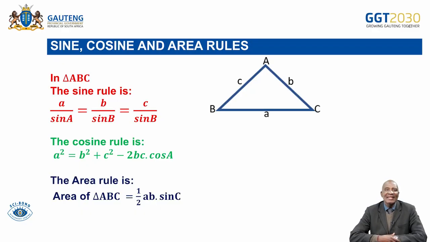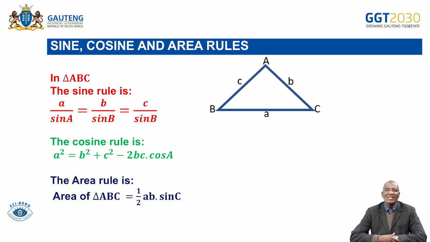Right. In triangle ABC, remember triangles are named according to their vertices. So the capital letters always go to the vertices. In this case it is A, B, and C. Then the side that is opposite every capital letter is a small letter. So the side BC, which is opposite big A, is called small a. Then the side AB, which is opposite big C, is called small c.